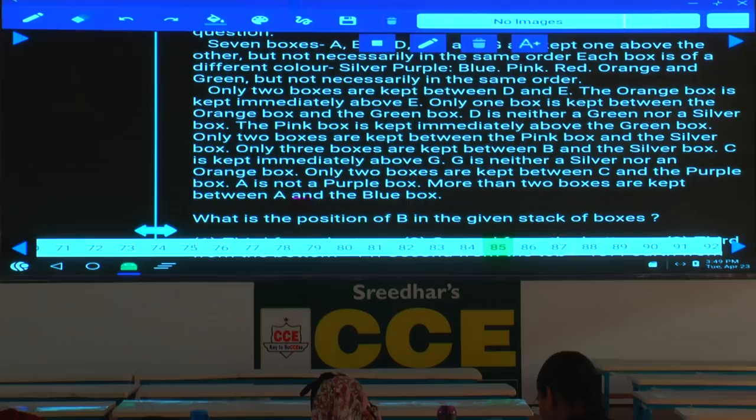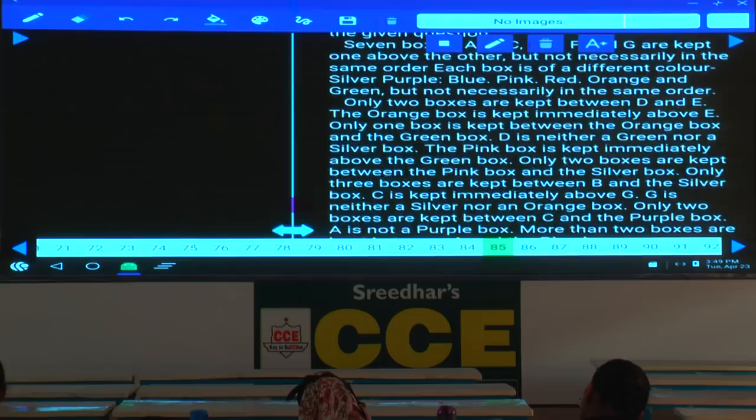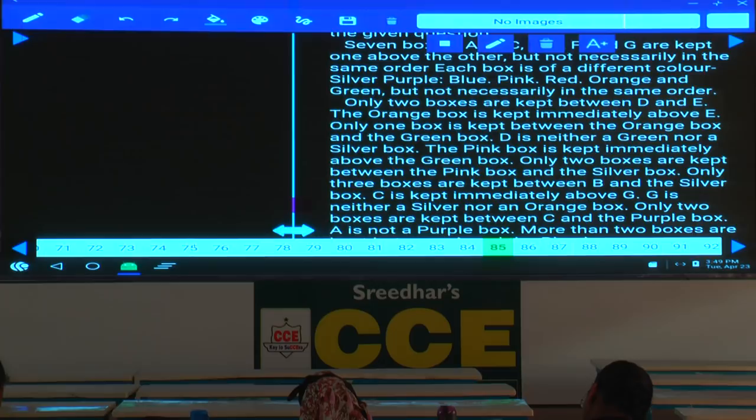Then condition number 1, only 2 boxes are kept in between D and E. So how many boxes are in between D and E? There must be only 2 boxes between D and E. Now let us write down the possibilities. If D is here, only 2 boxes, 1, 2, E can be here. Only 2 boxes between D and E, that is one of the possibilities.